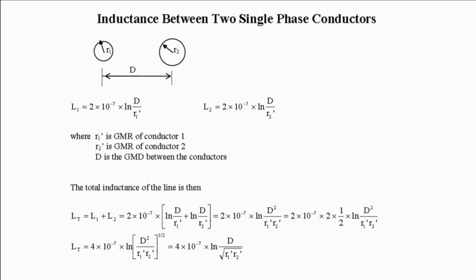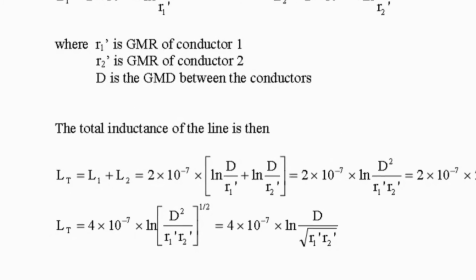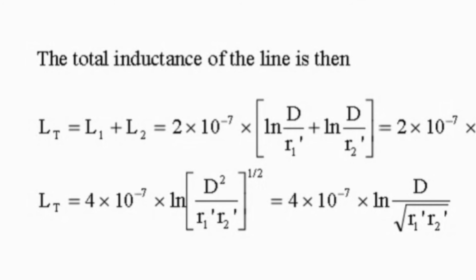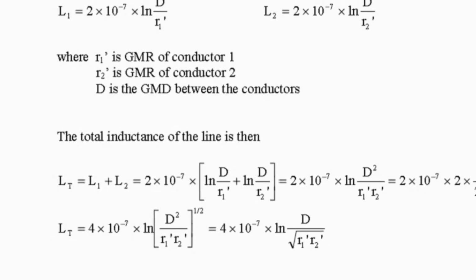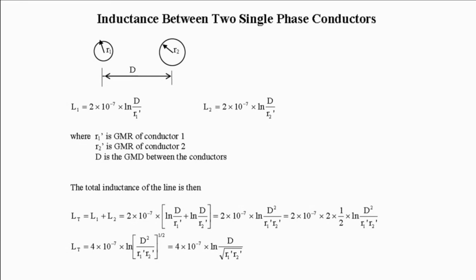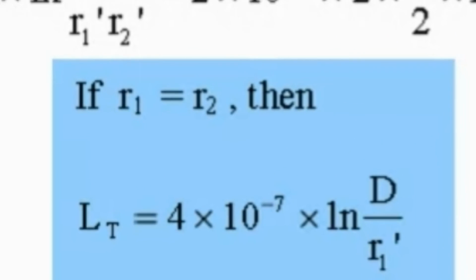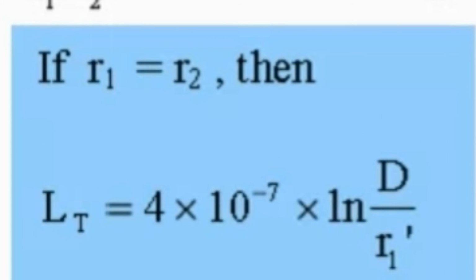But this is to show you that at the end, you will be getting 4 times 10 to the minus 7 ln D over the square root of R1 dash R2 dash. If R1 equals R2, you will have exactly the same formula as before, D over R dash. So if you have two different sides, it's simple here. If R1 equals R2, then you will be going back to the same formula.